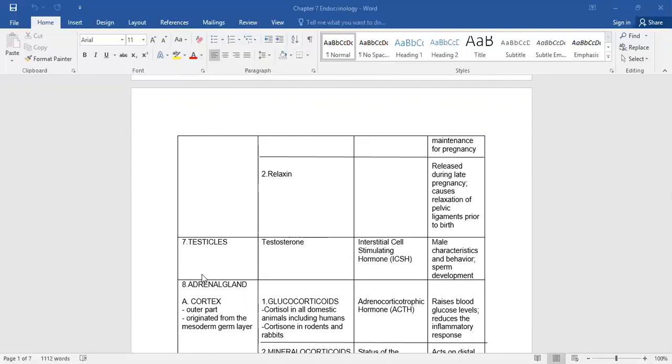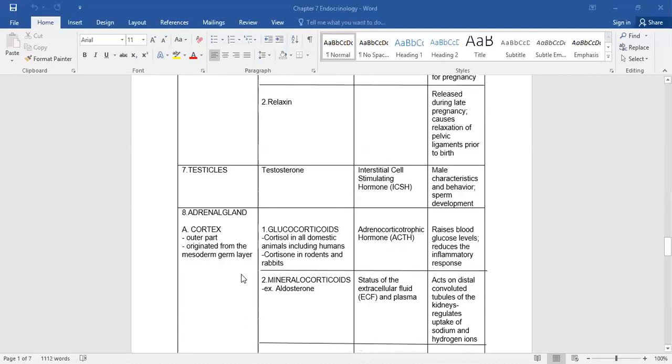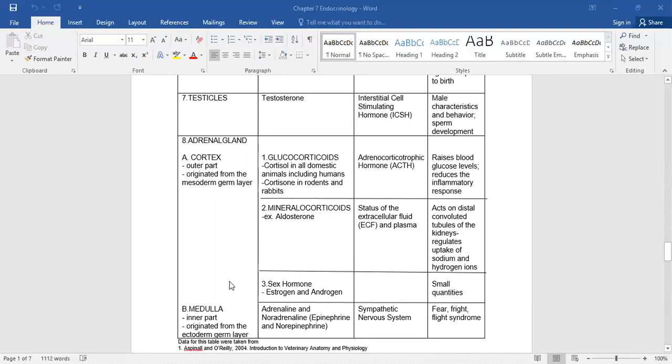Now we go to the adrenal glands. The adrenal glands are located just cranial to the kidneys. They are divided into two: cortex, which is the outer part, and the medulla, which is the inner part. And take note of their germ layer origin. For the cortex, they produce the glucocorticoids.